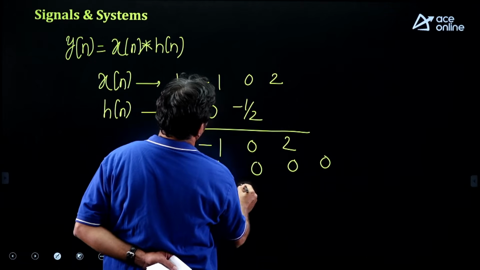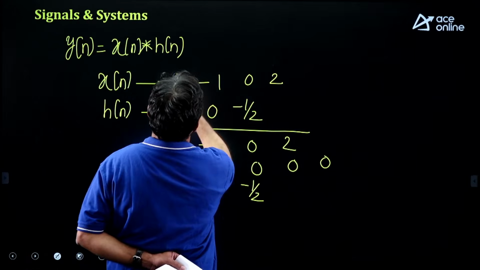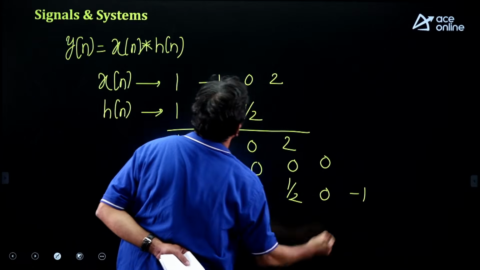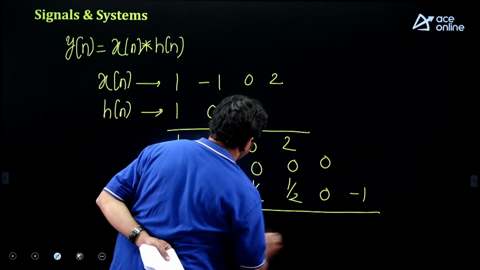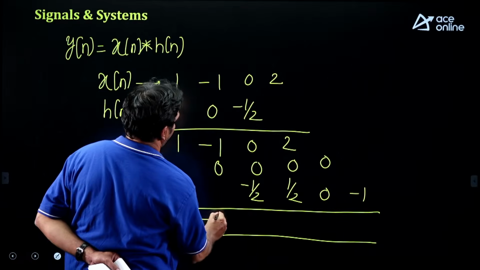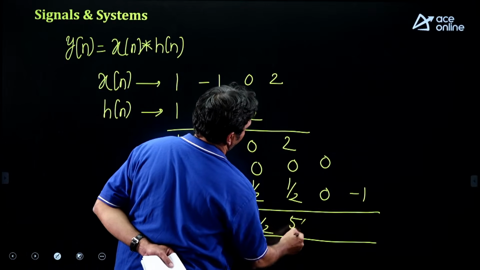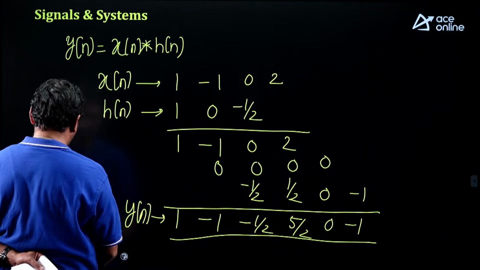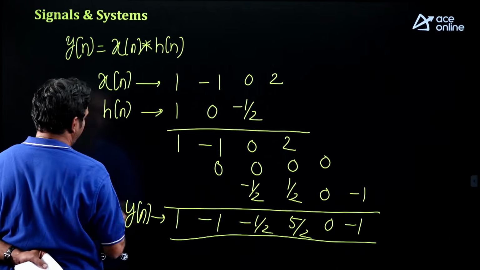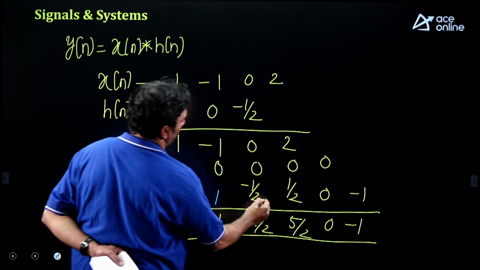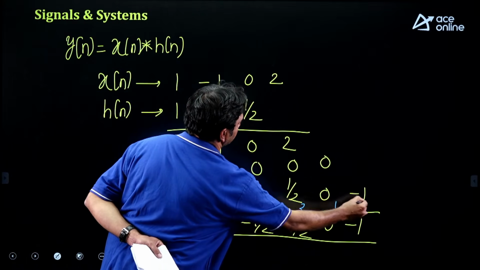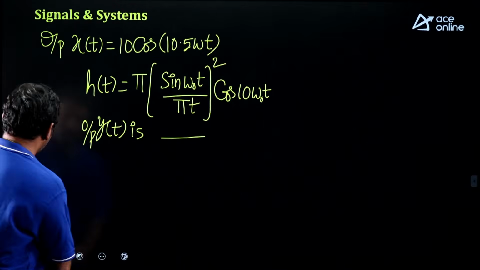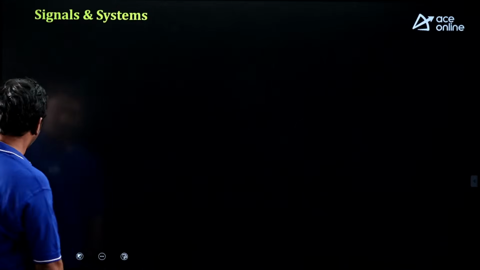When you multiply by minus half, just add them. 1, minus 1, minus half, 5 by 2, 0, minus 1. This is the output result we got. With respect to index form, what is the index? 0, 1, 2, 3, 4, 5. So you can compare with the given expression.